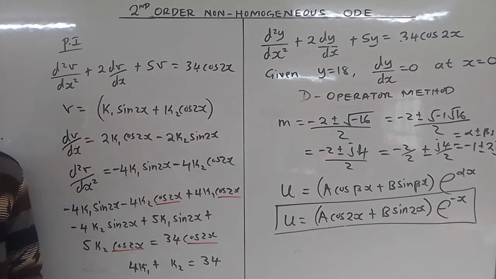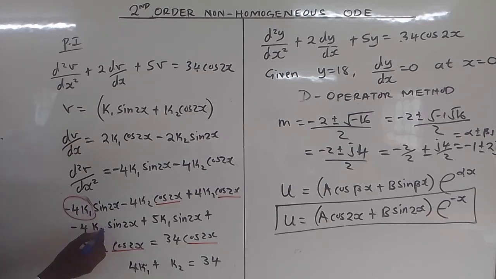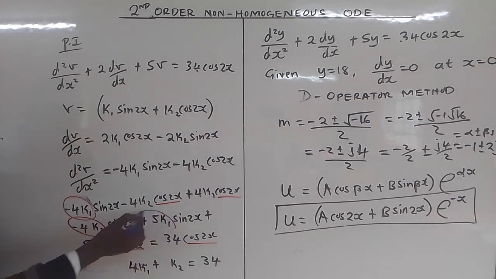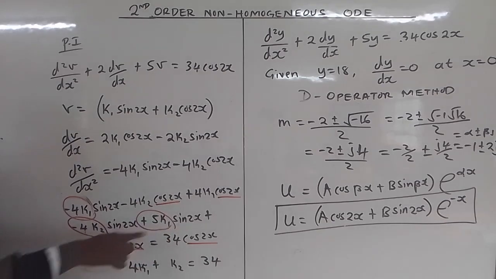Are we together? Move to the next one. Collect the coefficients of sine 2x. The first coefficient of sine 2x is this, isn't it? Are we together? The next coefficient is this, then the next coefficient of sine 2x is that. Is there any other? See, there are only those three. Are we together? So the first coefficient of sine 2x is negative 4k1. The next is negative 4k2. The next is positive 5k1.